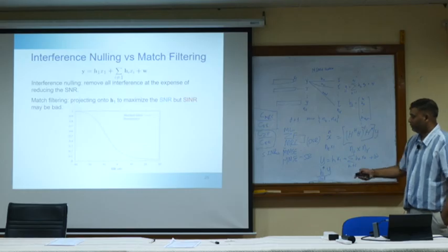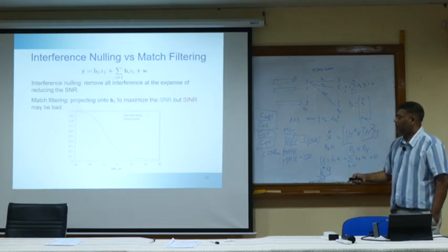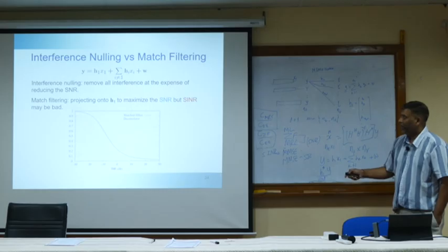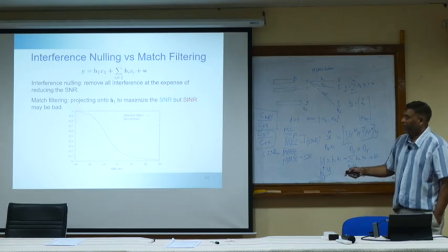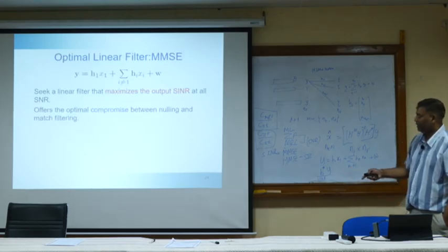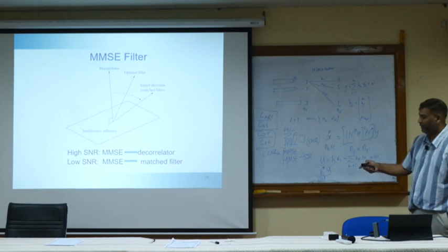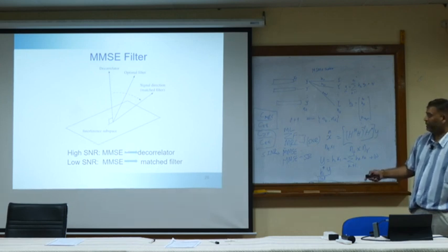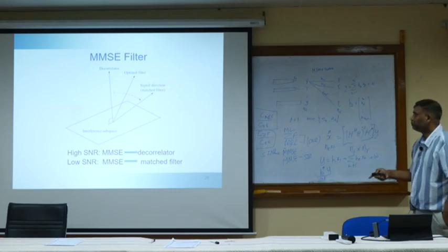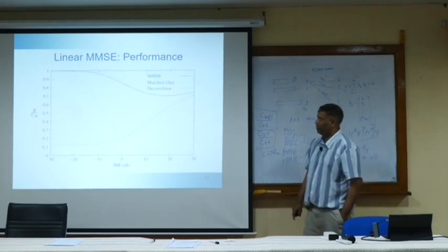Remember this plot: at low SNR, the matched filter is performing better. At high SNR, the zero forcing is performing better. The MMSE is going to achieve this performance at low SNR and this performance at high SNR. That's what we are going to see, and that's what is said here. At high SNR, the MMSE achieves the decorrelator or zero forcing performance. At low SNR, the MMSE achieves the matched filter performance. That's what is shown here.